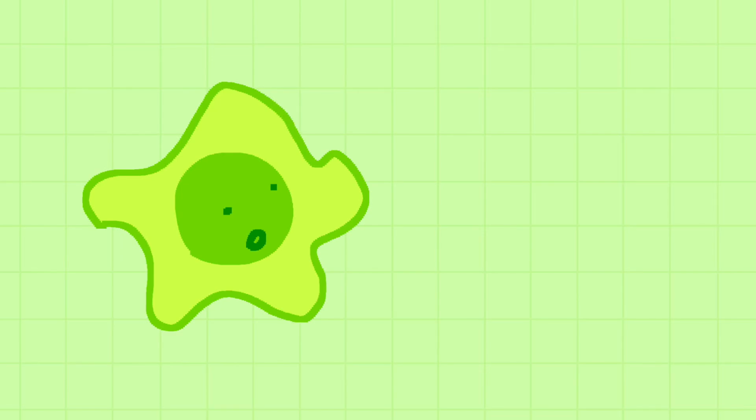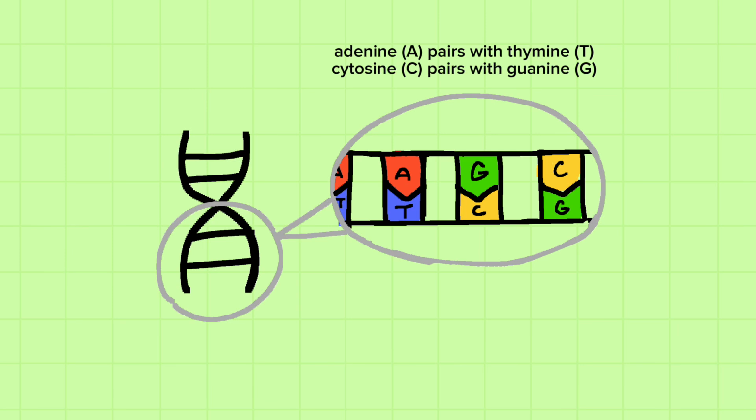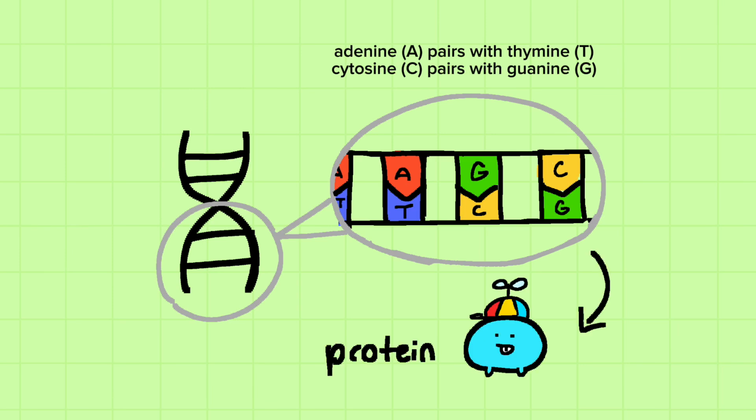Hi everybody, this video will cover the following topics: DNA transcription and translation, exons and introns, promoters and operons, and protein creation in the ribosome. Your genes contain DNA, which has little bases or nucleotides on it that, when read together, create a type of code to be read in order to make a protein.